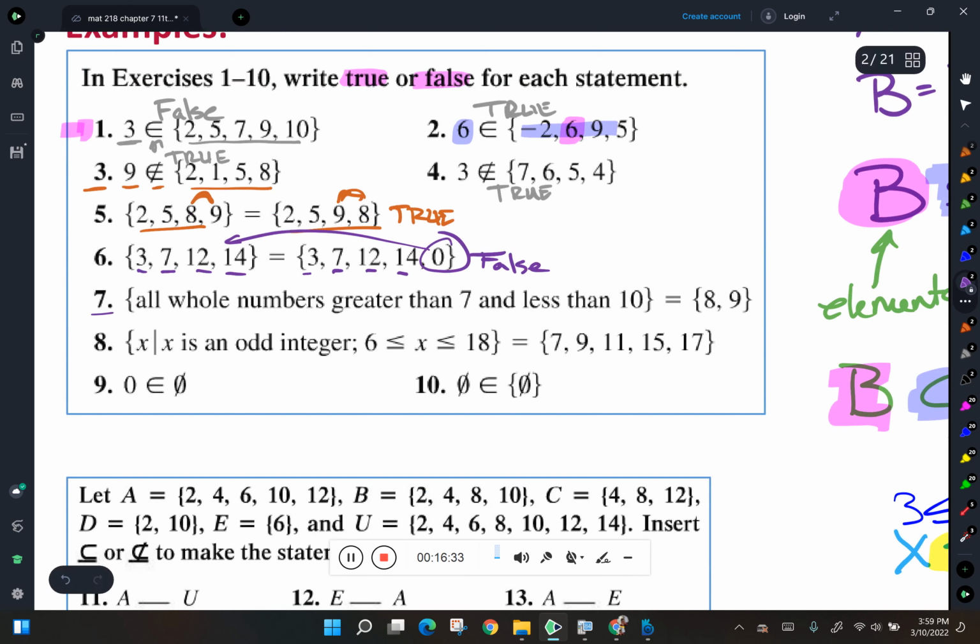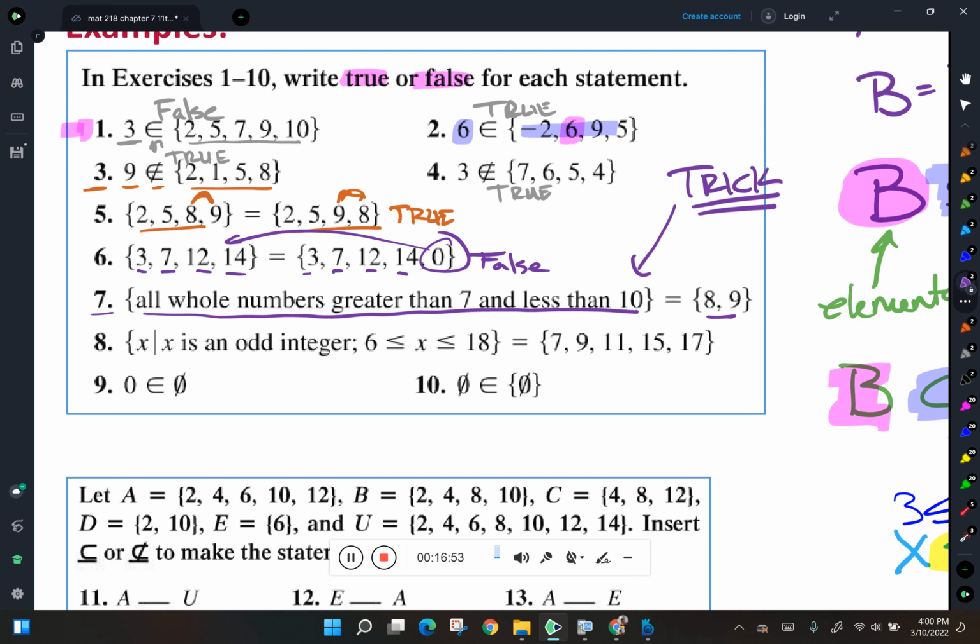Number 7. All whole numbers greater than 7 and less than 10: 8 and 9. Are those two sets the same? Are they equal? Now I will tell you that this is a trick question, because the answer is false. And here's why. Braces here, braces here means that that is a set.